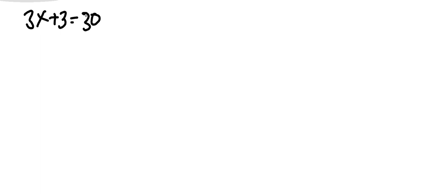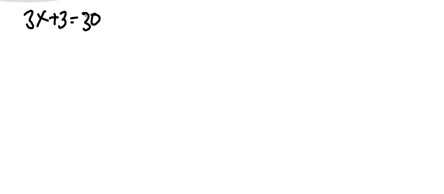So essentially, with equations like this, x is a variable and we don't know what number it is, but it is a number. And that's what we're trying to find. This equation in words is basically saying that 3 times what number plus 3 is going to give us 30.